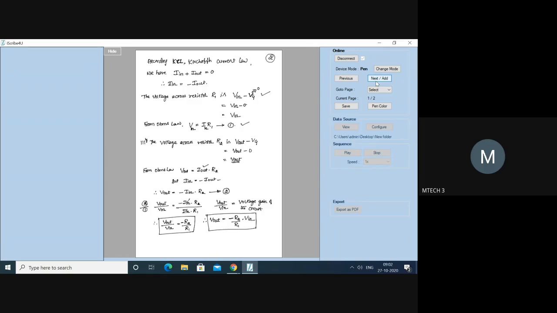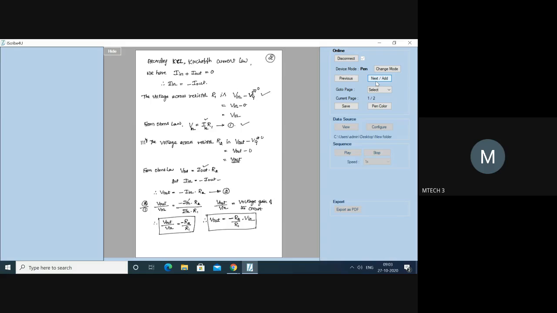Now we have to calculate the ratio of the voltage, which is very important. So V in is equal to I in into R1. Similarly, the voltage across resistor R2 is V out minus VG. VG is again equal to 0, so the voltage across R2 is V out. From Ohm's law, V out is equal to I out into R2. In V in I have I in, and in V out I have I out.